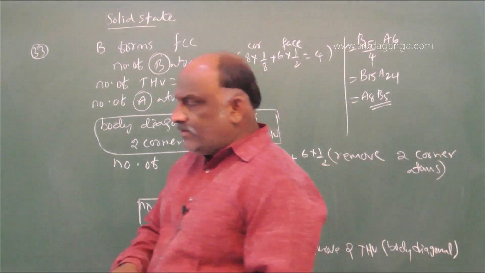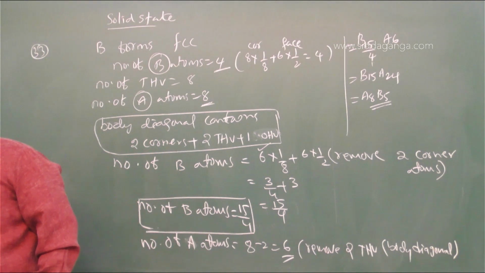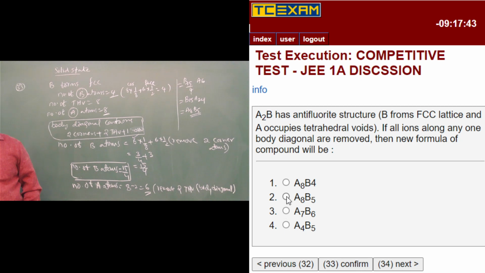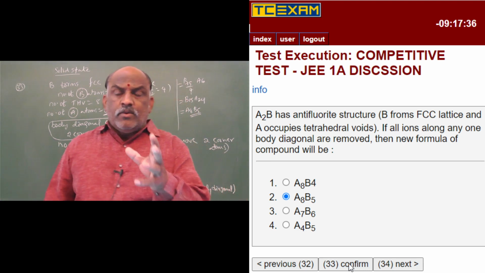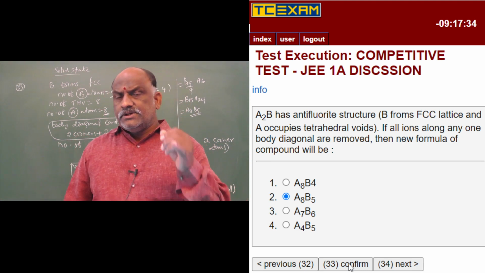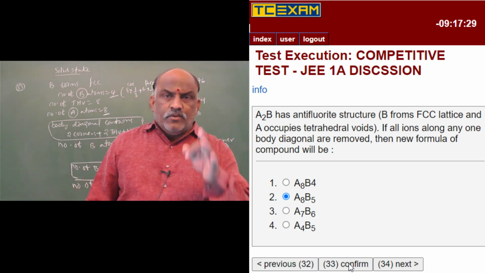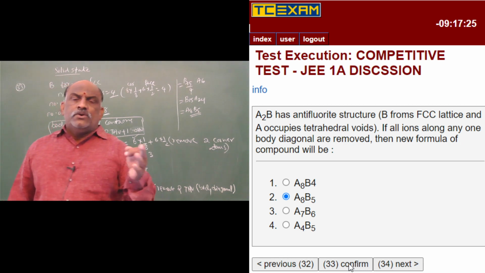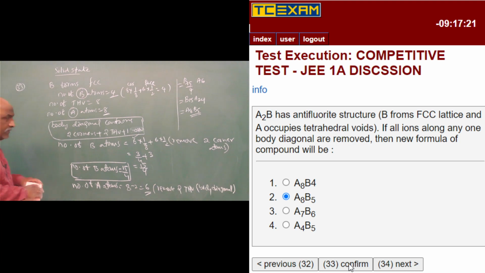A8, B5 is there? The answer is A8, B5. That is the option, the second option. This is right: A8, B5. So remember, my dear students, a body diagonal contains 2 corner atoms, 2 tetrahedral voids, 1 octahedral void. If you remove one body diagonal, you should remove 2 corner atoms, 2 tetrahedral voids, 1 octahedral void. That is the point. And next one.